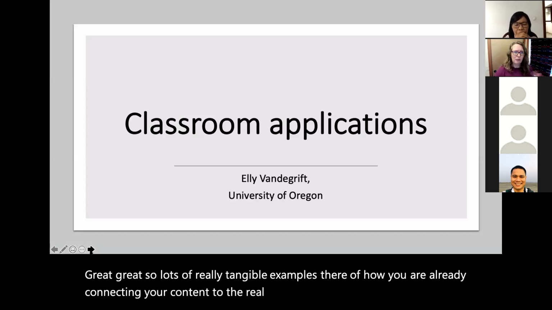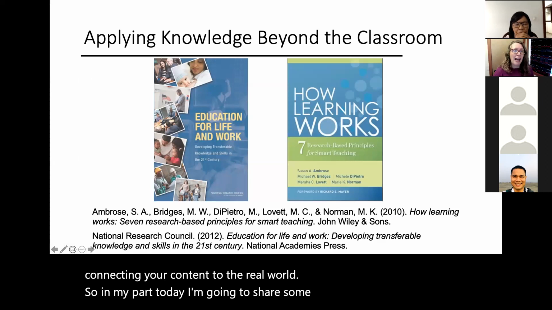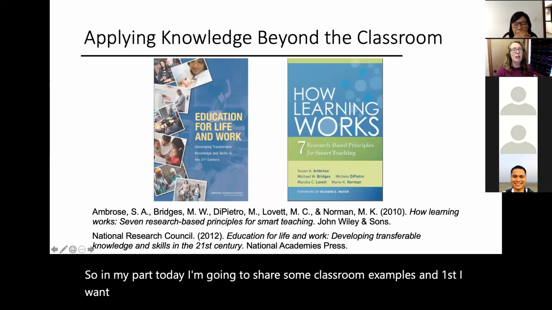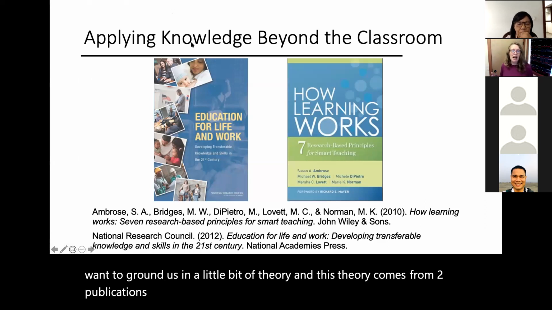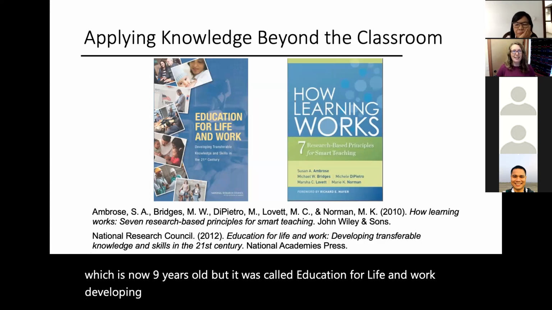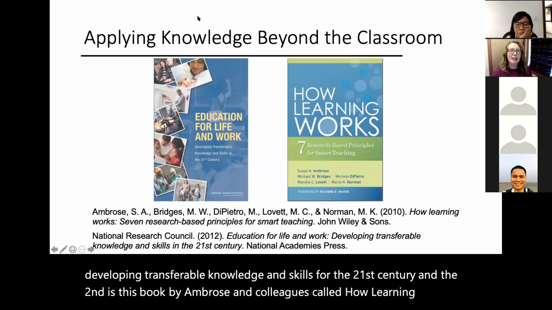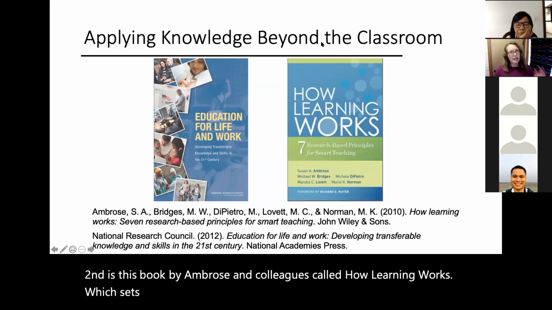So in my part today, I'm going to share some classroom examples. First, I want to ground us in a little bit of theory, and this theory comes from two publications. The first is from the National Academies Press, a publication which is now 9 years old, called Education for Life and Work: Developing Transferable Knowledge and Skills for the 21st Century. And the second is this book by Ambrose and colleagues called How Learning Works, which sets forth 7 principles for smart teaching, as they call it.